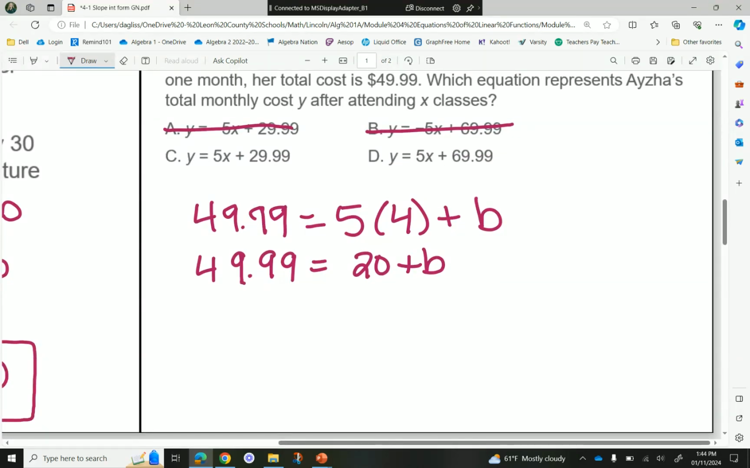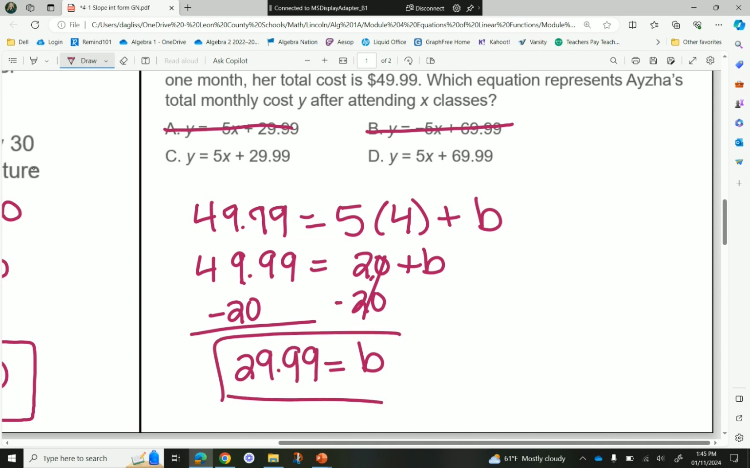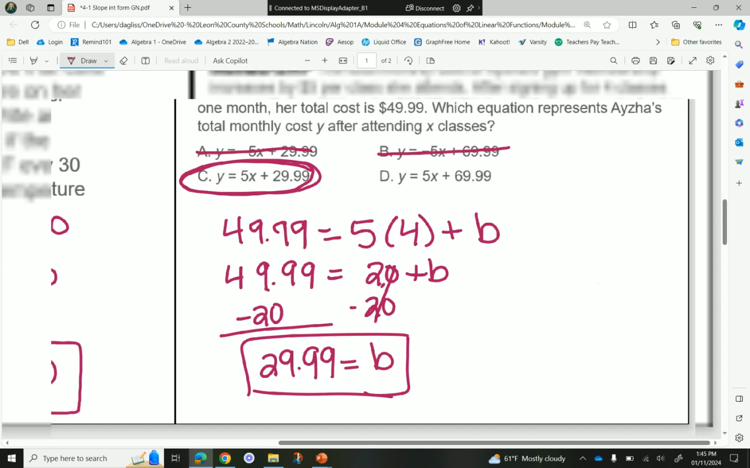And my last step is going to be minus 20 from both sides. So it's going to be $29.99. So that's our starting membership, which means that our equation has to be C. I knew it. Good.